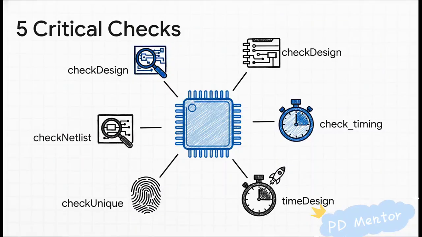So here's the deal. This isn't just one check, not at all. It's a whole suite of them. Today, we're going to walk through 5 of the most critical inspections that make sure a chip's blueprint is rock solid. Check design, check netlist, check dash timing, check unique, and time design.